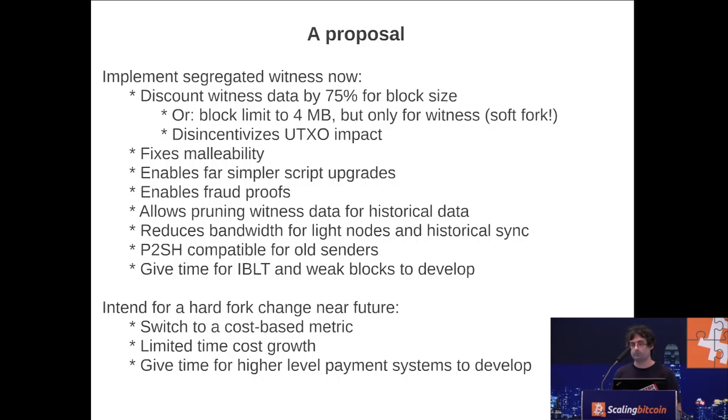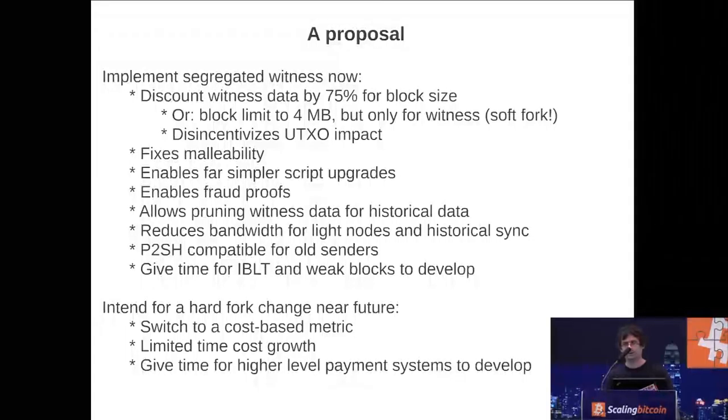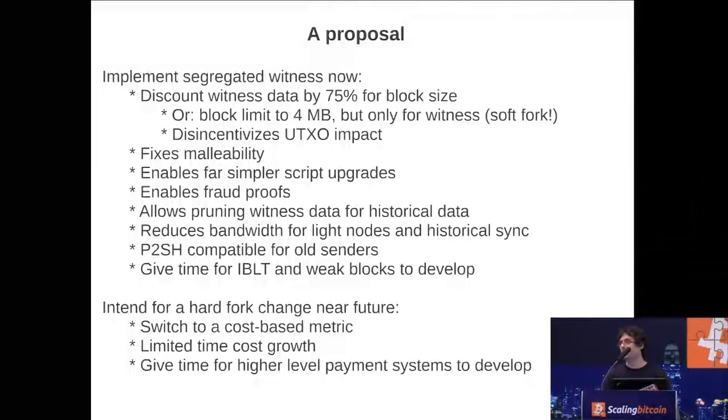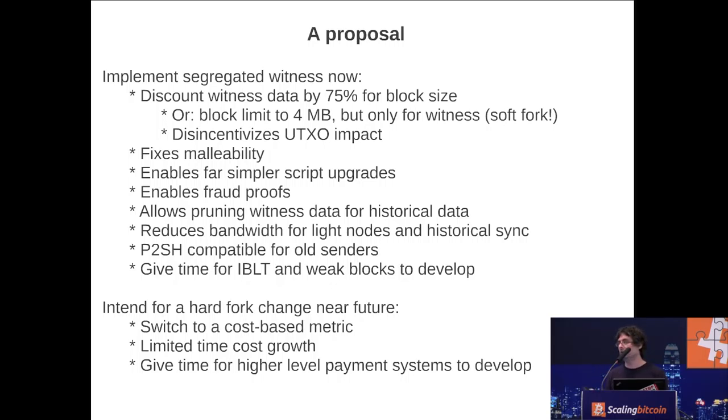Why four times? Bitcoin Core 0.12 just made transaction validation something like seven times faster, I believe. Numbers show this in some settings, plus the impact on relay. There are technologies now that have been discussed earlier, IBLT, weak blocks.